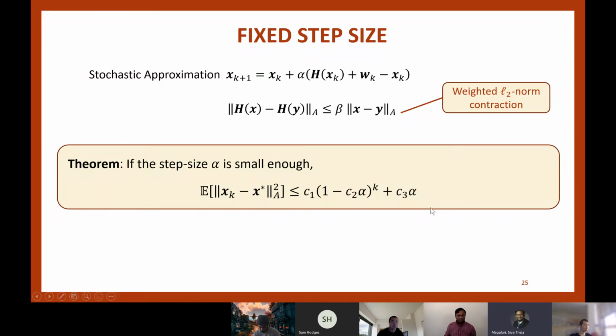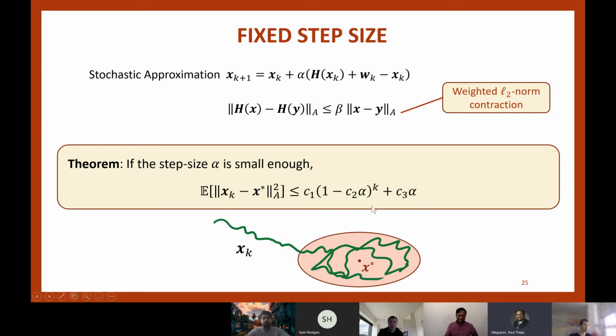So this mean square error can be bounded as follows. It has 2 terms. This is a finite sample bound because there's nothing going to infinity. k is not going to infinity. This is true for all k. And there are 2 terms. The first term is a good term. It's going geometrically to 0. It is 1 minus something, and then this is to the power k. So this is going very fast. But the second term is a bad term. There's no k here. It's a constant.